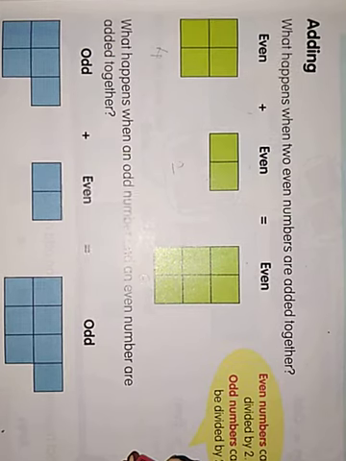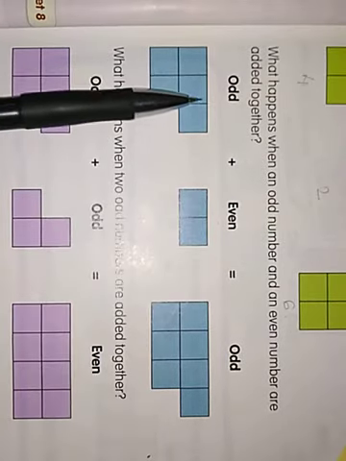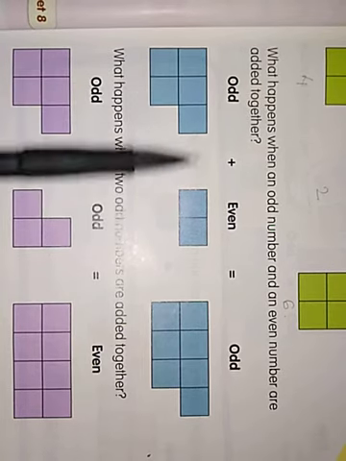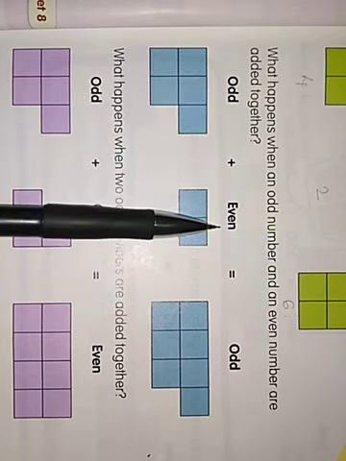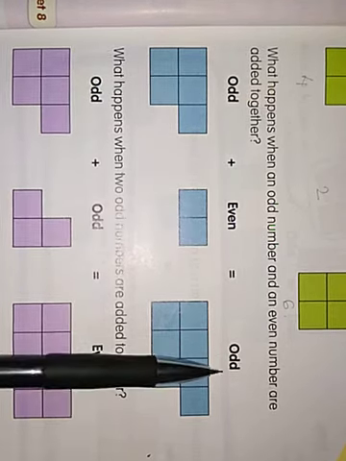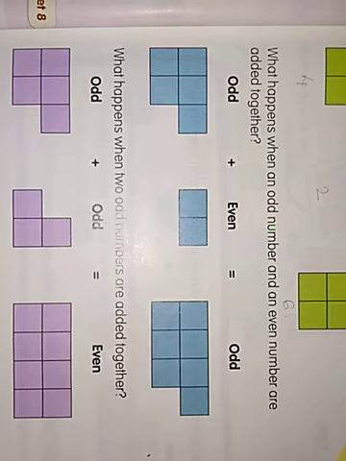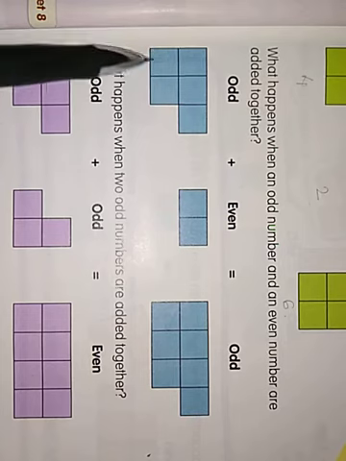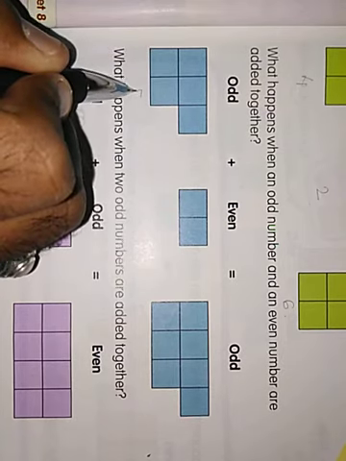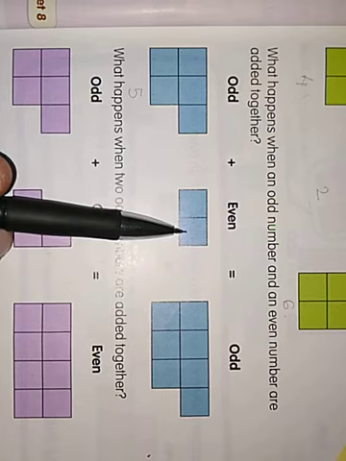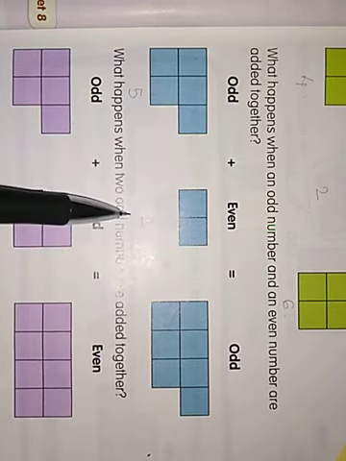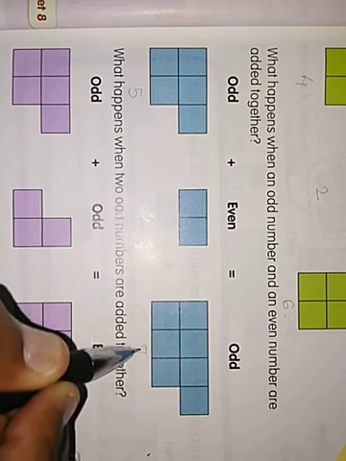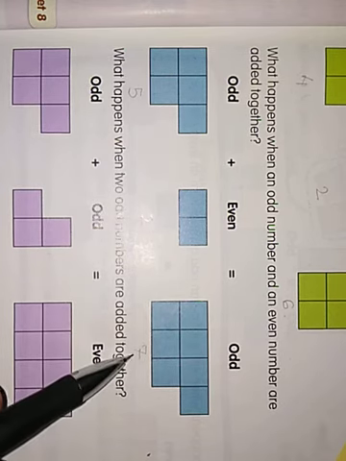Now, next concept. When we add an odd number with an even number, we get the result as an odd number. See here, we have 5 blocks, 1, 2, 3, 4 and 5, which is an odd number, and here we have 2 blocks, which is even. So when we add 5 and 2, we get 7, and 7 is an odd number.